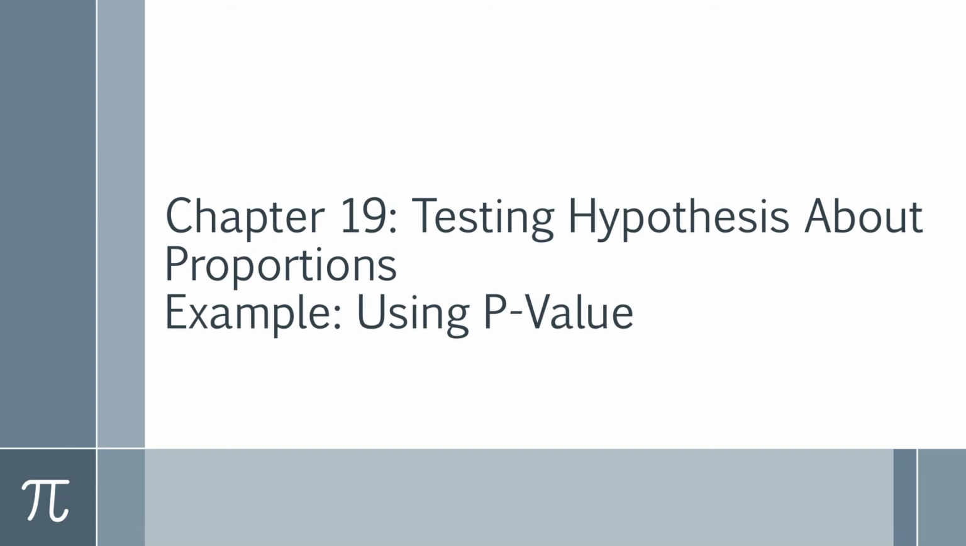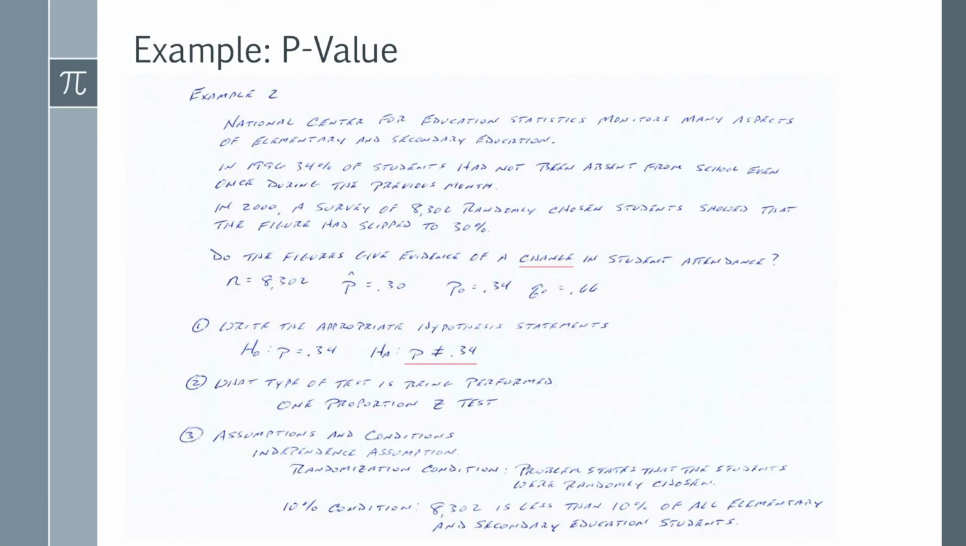So let's look at an example of testing a hypothesis about a proportion using the p-value. The National Center for Education Statistics monitors many aspects of elementary and secondary education. In 1996, 34% of students had not been absent from school even once during the previous month. In 2000, a survey of 8,302 randomly chosen students showed that the figure had slipped to 30%. Do the figures give evidence of a change in student attendance?